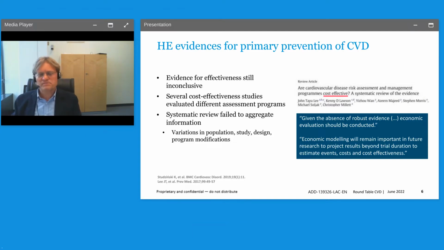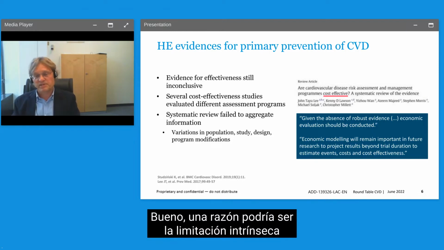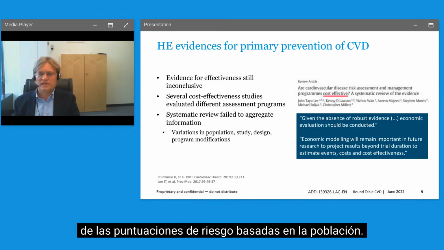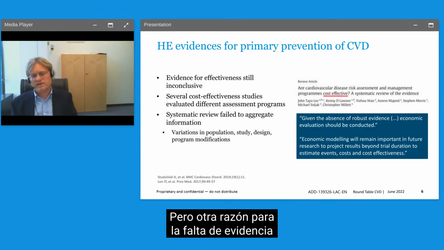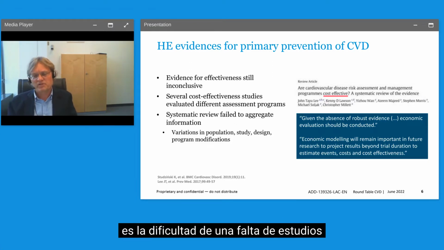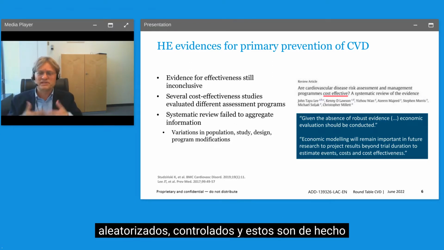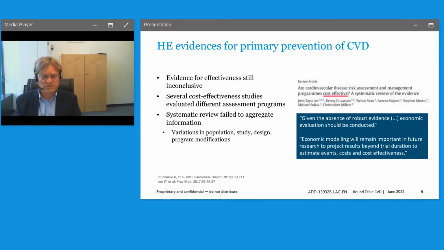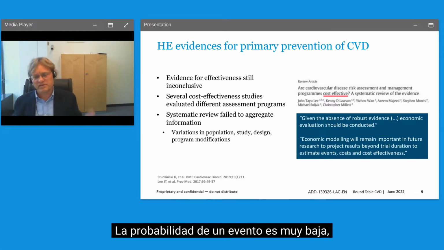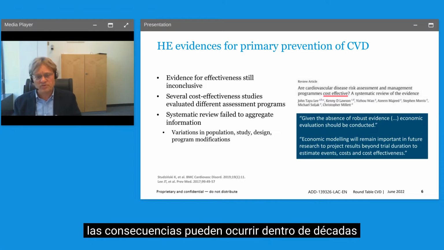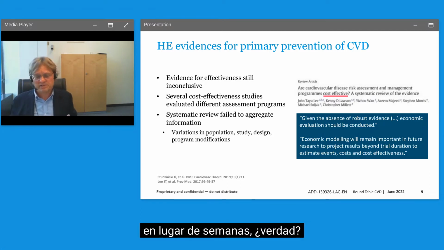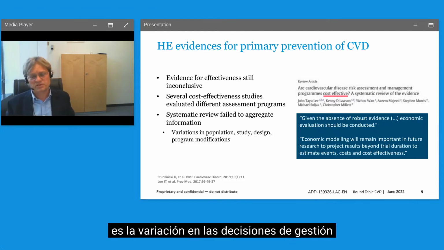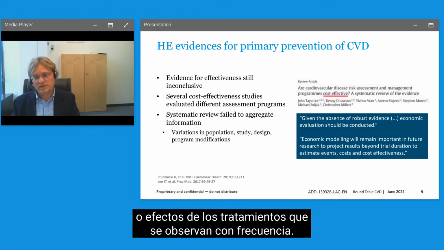So why is that? Well, one reason might be the intrinsic limitation of population-based risk scores that we learned about in the previous presentation. But another reason for the lack of evidence is the lack of randomized controlled studies, and these are indeed difficult to conduct. The population of interest is pretty heterogeneous, right? The likelihood of an event is very low. Consequences may occur within decades rather than weeks, right? And a very important aspect, of course, is the variation in management decisions or treatment effects that are frequently observed.